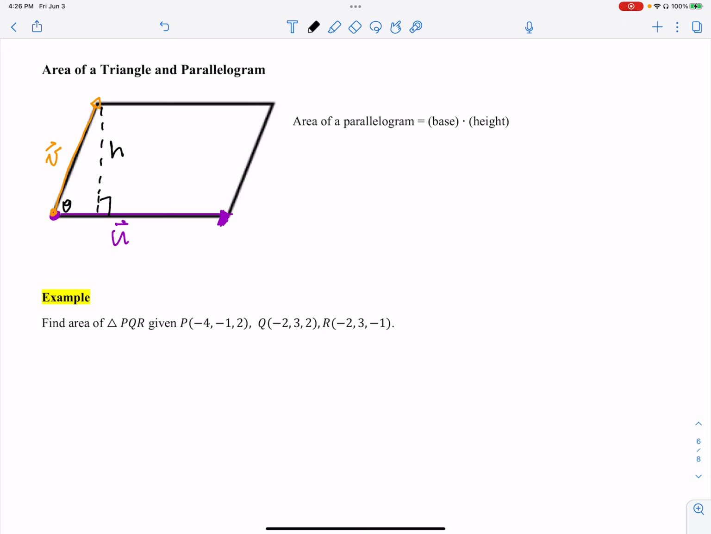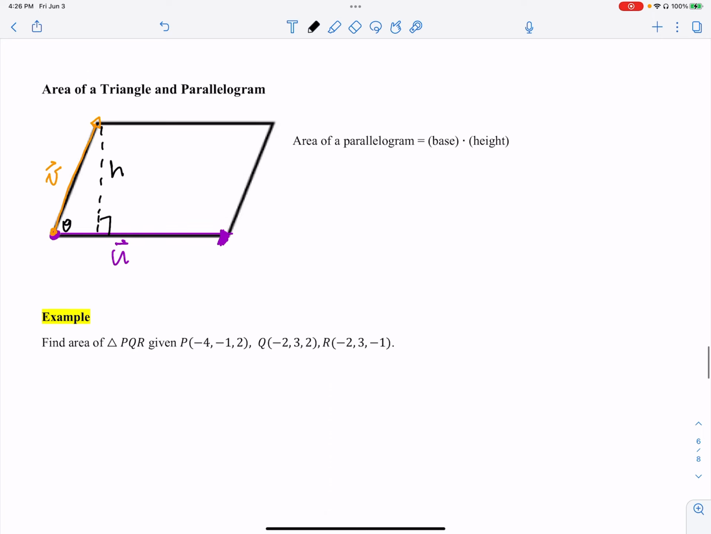Area of a parallelogram, if you don't remember, it's here on the screen. It's base times height, which means I need the length of u. V is not the height, right? It's going to be h. So I really need to find out what h is, and we can use trig to do this. I have theta, I have h, and then I also can use the v, because v is part of that triangle there, the distance of v.